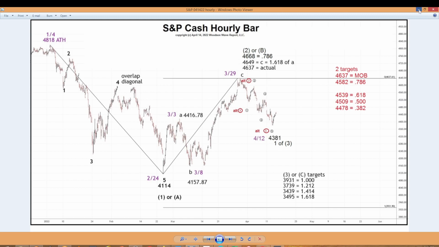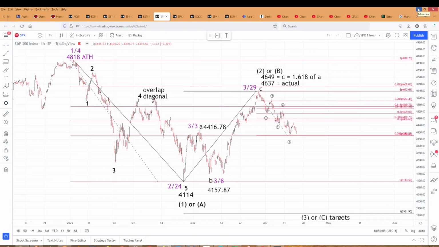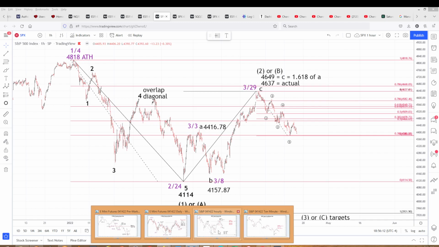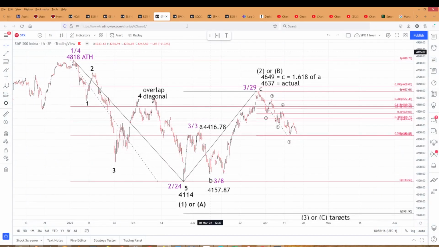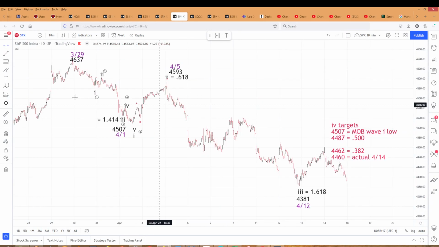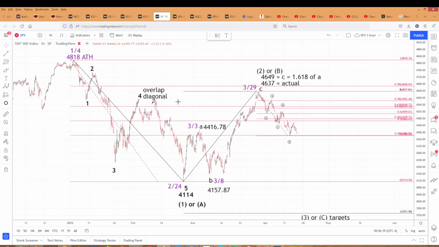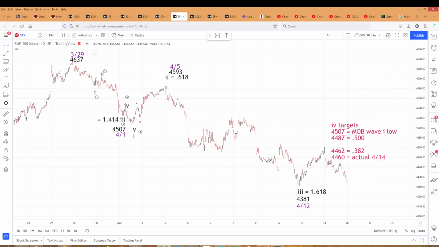Let me get into the cash if I can. Let me see if I showed that pick already on the hourly. I believe I did, but just in case I didn't, there it is right there. And then we're going to go to 10-minute on the S&P cash. Okay, back up a little bit. There's that 329 high on the hourly, wave 2 or B, so we'll pick it up here on the 10-minute. And you see we got a 1, 2, 3.